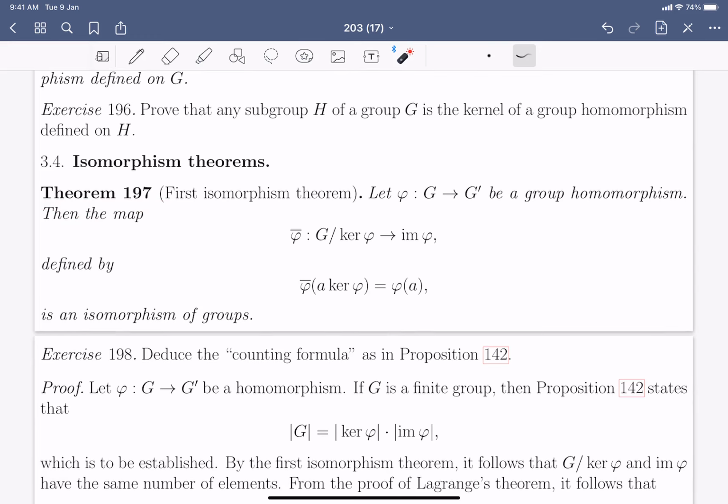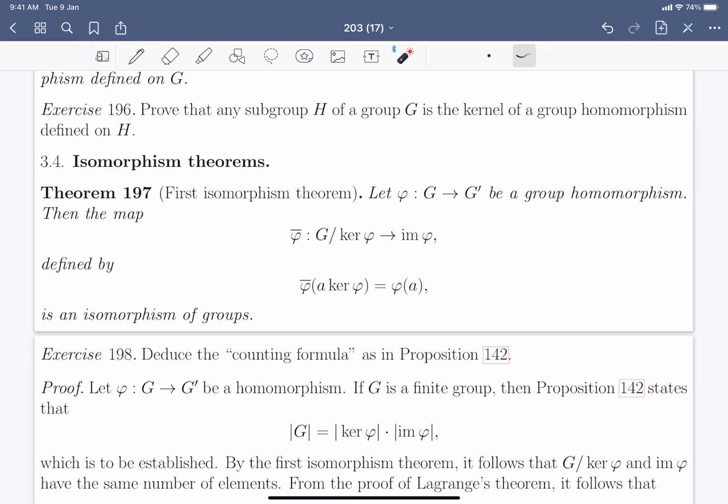This is one of the first important theorems in the study of the theory of groups, and this is known as the first isomorphism theorem. This is a result which we have seen implicitly in some form, but now let me state it precisely.